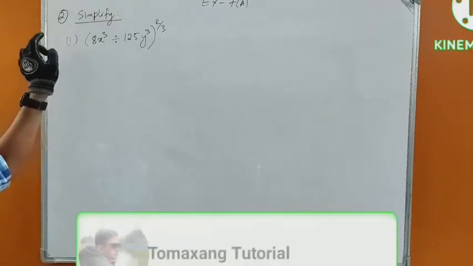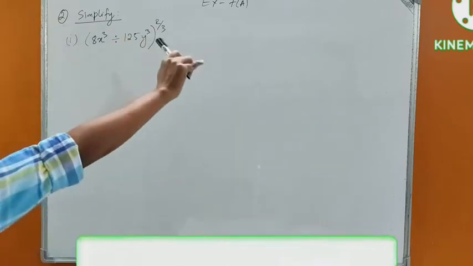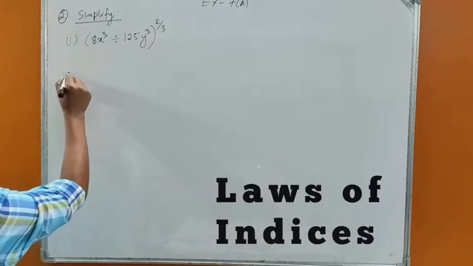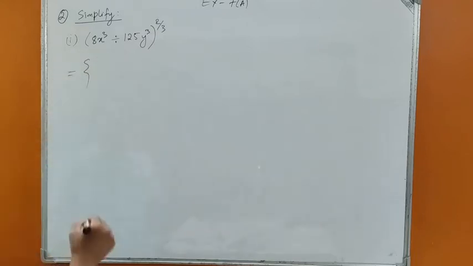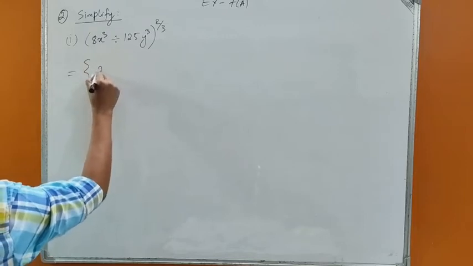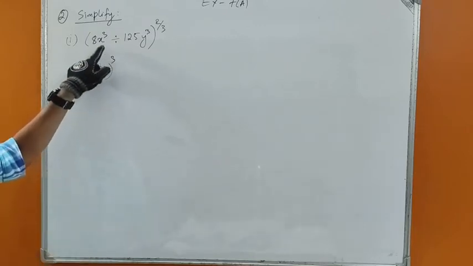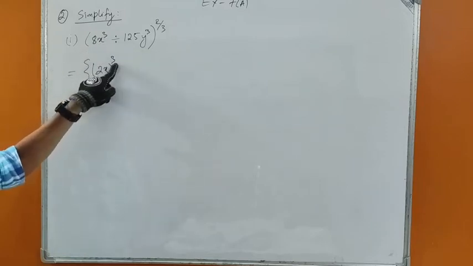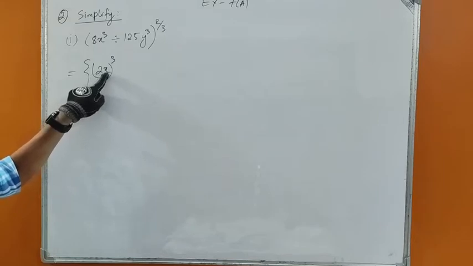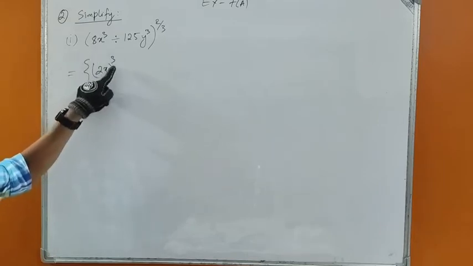This is question number 2, simplify. I have copied sub number 1 of question number 2. Okay, we have, let's put this into curly bracket. First, 8x cube can be written as 2x whole cube, isn't it? This cube was only for x here. Now this cube is for both 2 and x, because both are within the bracket. So 2 cube means 8 and x cube means x cube.